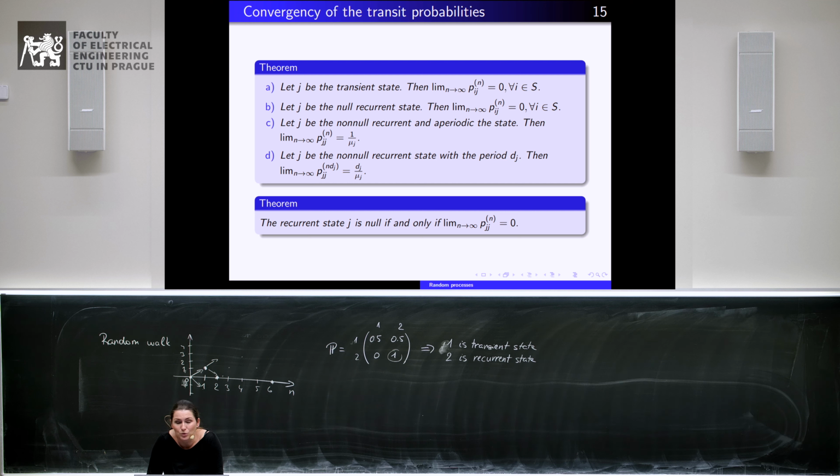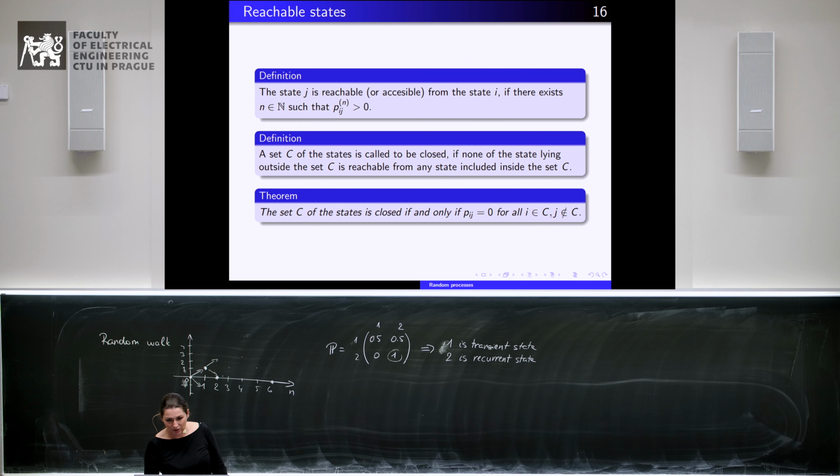So I don't want you to calculate or to classify the states of some Markov chains, but I want you to understand that when we know the classification, when we know the properties of the states, it is easier for us to derive the transit probabilities and the behavior of the Markov chain.